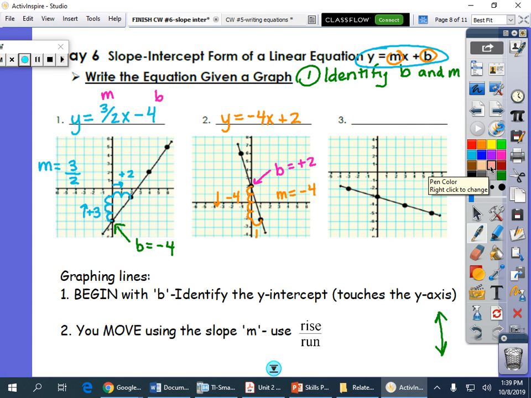Number 3, my y-intercept is down here at this -3. And my slope is also decreasing again. So I'm going down 1 and I'm running 3. So my slope is -1/3. When we put that together, y equals m, which is -1/3, x, and then -3 because that's b.